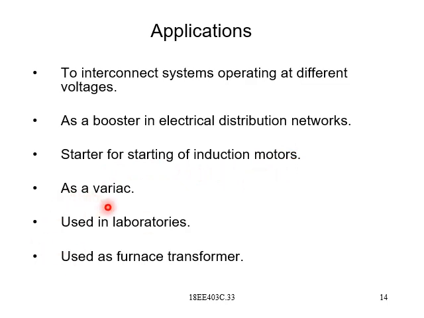A variac is nothing but a variable voltage device, and the auto transformer is used as a variac. It is also used in laboratories for different voltages and different scientific purposes. It is used as a furnace transformer. In a furnace, a heating chamber, by reducing the voltage you can produce huge amounts of current, so it can be used as a furnace transformer. So these are the applications of auto transformer.